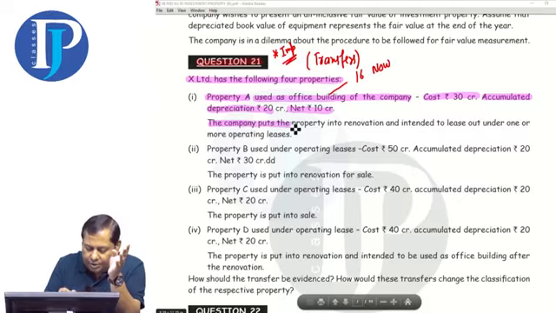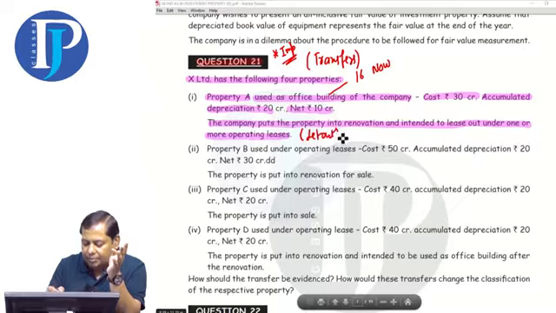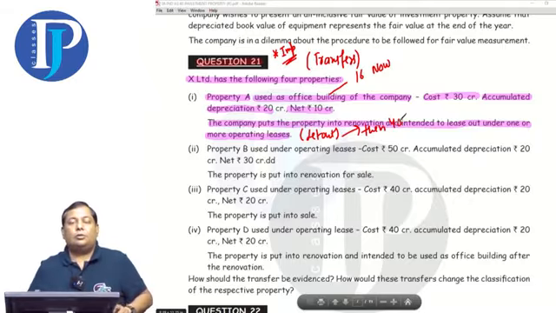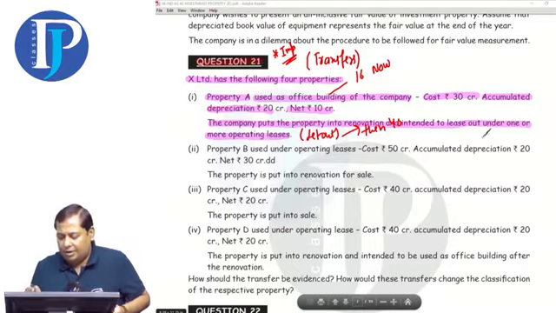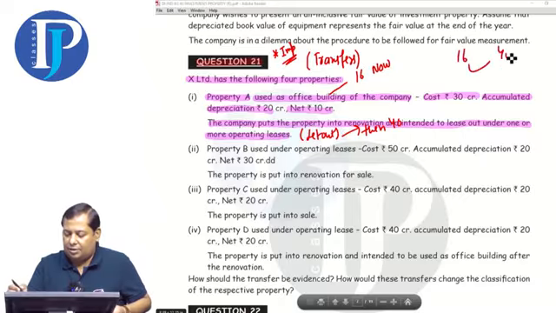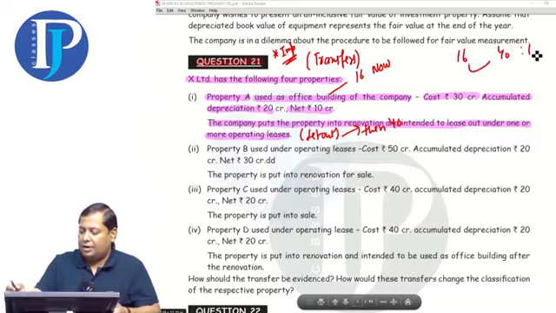What happens now? The company puts the property into renovation and intends to lease it out under one or more operating leases. Operating lease means we will let out. If we let out, then this will go under Ind AS 40. It's the first case. The property is in Ind AS 16 now and will go to 40 as it's going to be an operating lease. So this case is gone from 16 to 40. And the value is 10 crores. It's the carrying amount.